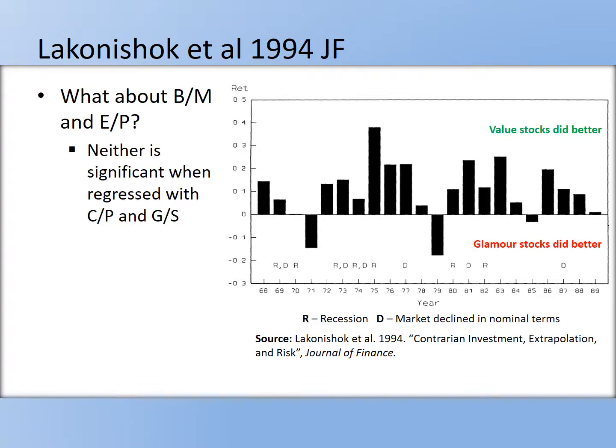What about book to market and earnings per share? In contrast to the Fama-French paper, in this paper they found that book to market and earnings over price are not significant once you control for cash flow and growth in sales. So the details of the regression matter. Sometimes you get one being significant, sometimes you get another being significant.